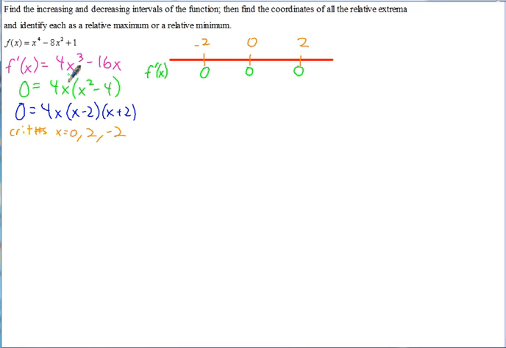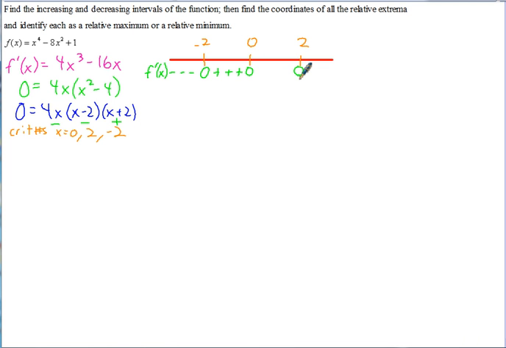And you could test in any form of the derivative, but usually the completely factored form tends to be the easiest. So if you test negative 3, that makes this times 4 factor negative. Negative 3 minus 2 is negative. Negative 3 plus 2 is negative. 3 negatives multiplied together give you a negative. Then between negative 2 and 0, you could test negative 1. Negative 1 times 4 is negative. Negative 1 minus 2 is negative. Negative 1 plus 2 is positive. 2 negatives times a positive is positive.